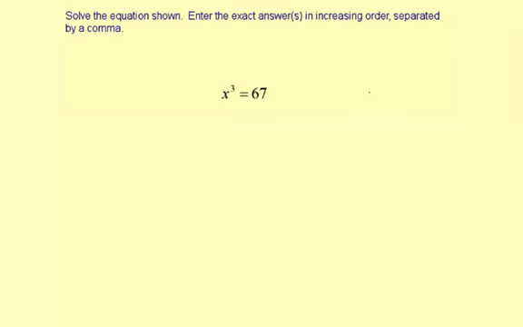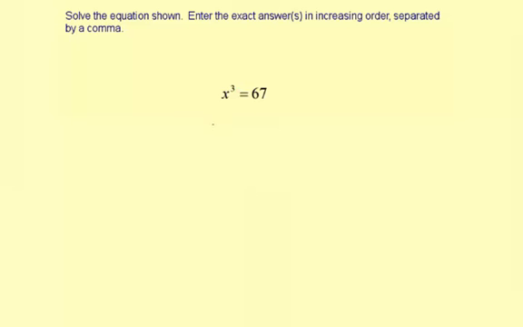Solve the equation shown. Enter the exact answer or answers in increasing order, separated by a comma. So we have x to the third equals 67. So some number times itself 3 times makes 67, and we want to find out what it is.